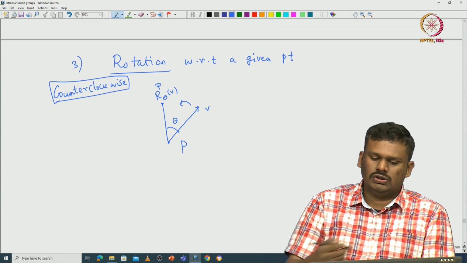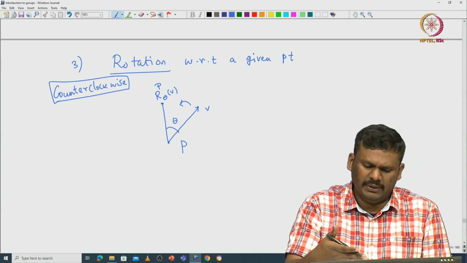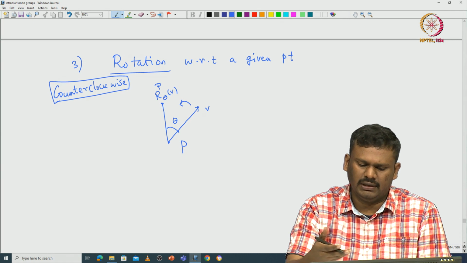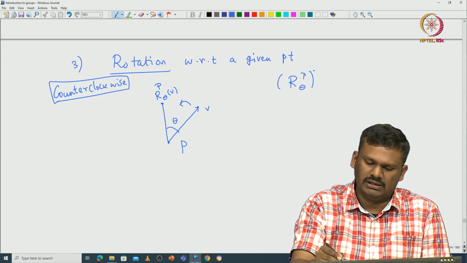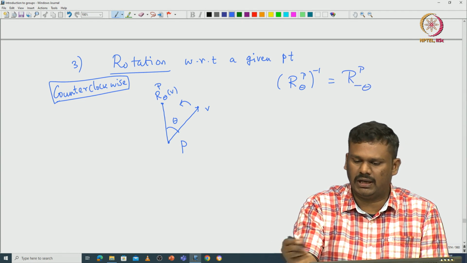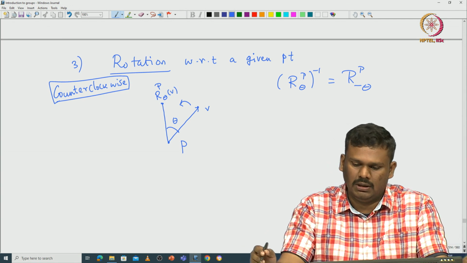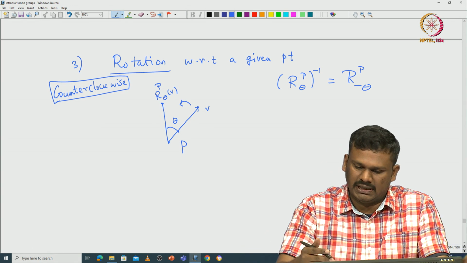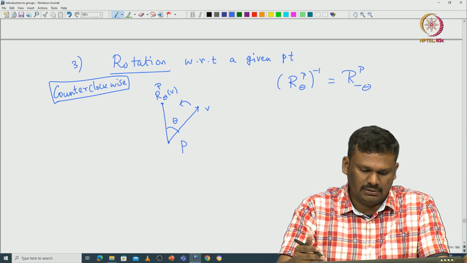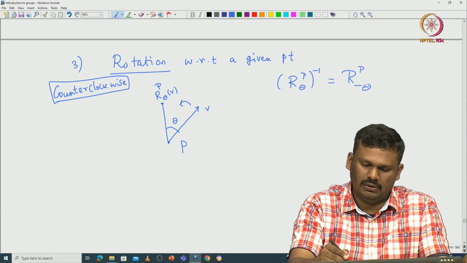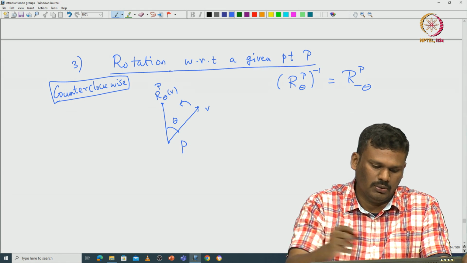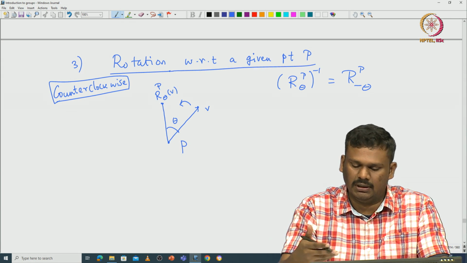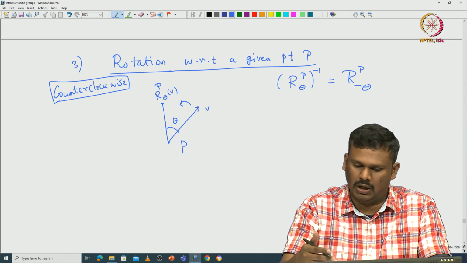From the geometrical interpretation it is easy to verify that if you take the inverse of this rotation, it is exactly the rotation with respect to minus theta, about the same point P. So, it is clear that the counterclockwise rotation with respect to a point P is an invertible isometry of R2.